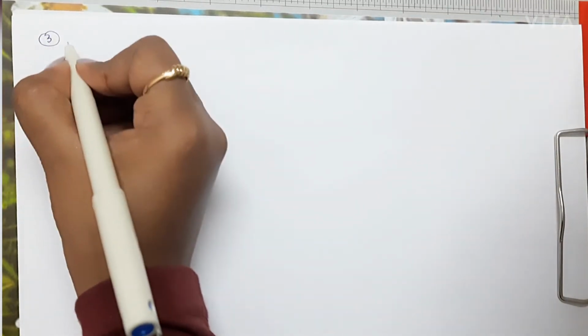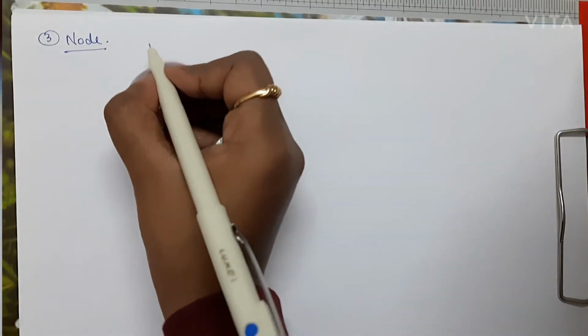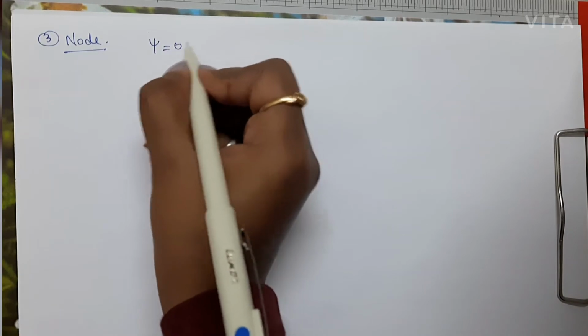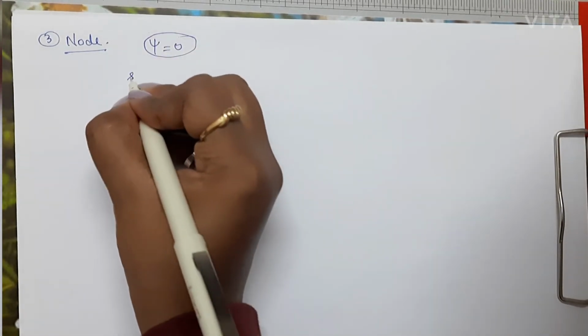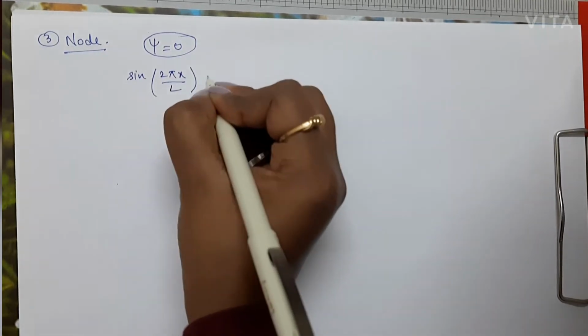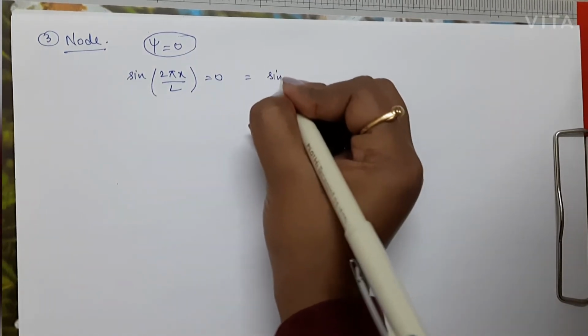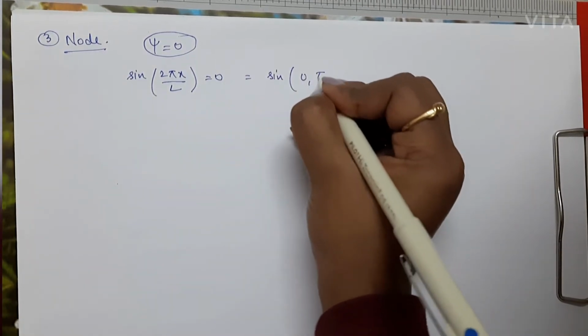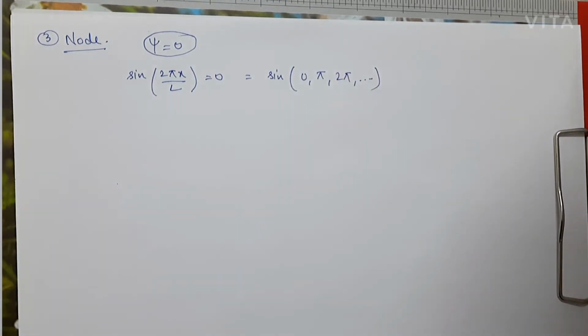So now, discussing the node, we know that the value of x at which this wave function psi becomes 0 will be the point at which we get the node. So basically, sine of 2 pi x by L should be equal to 0. When will that be possible? When sine has the value of 0 or any integral multiple of pi.